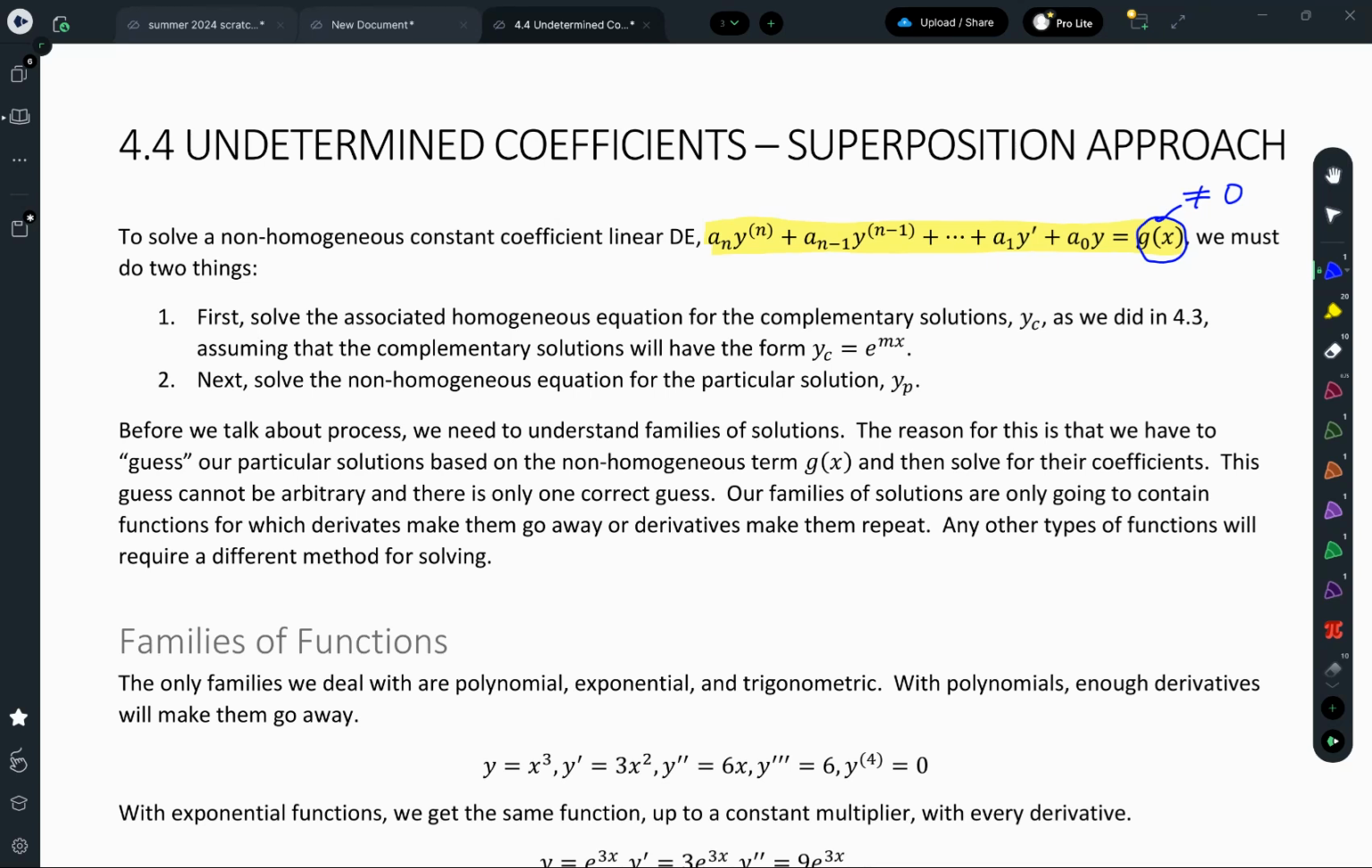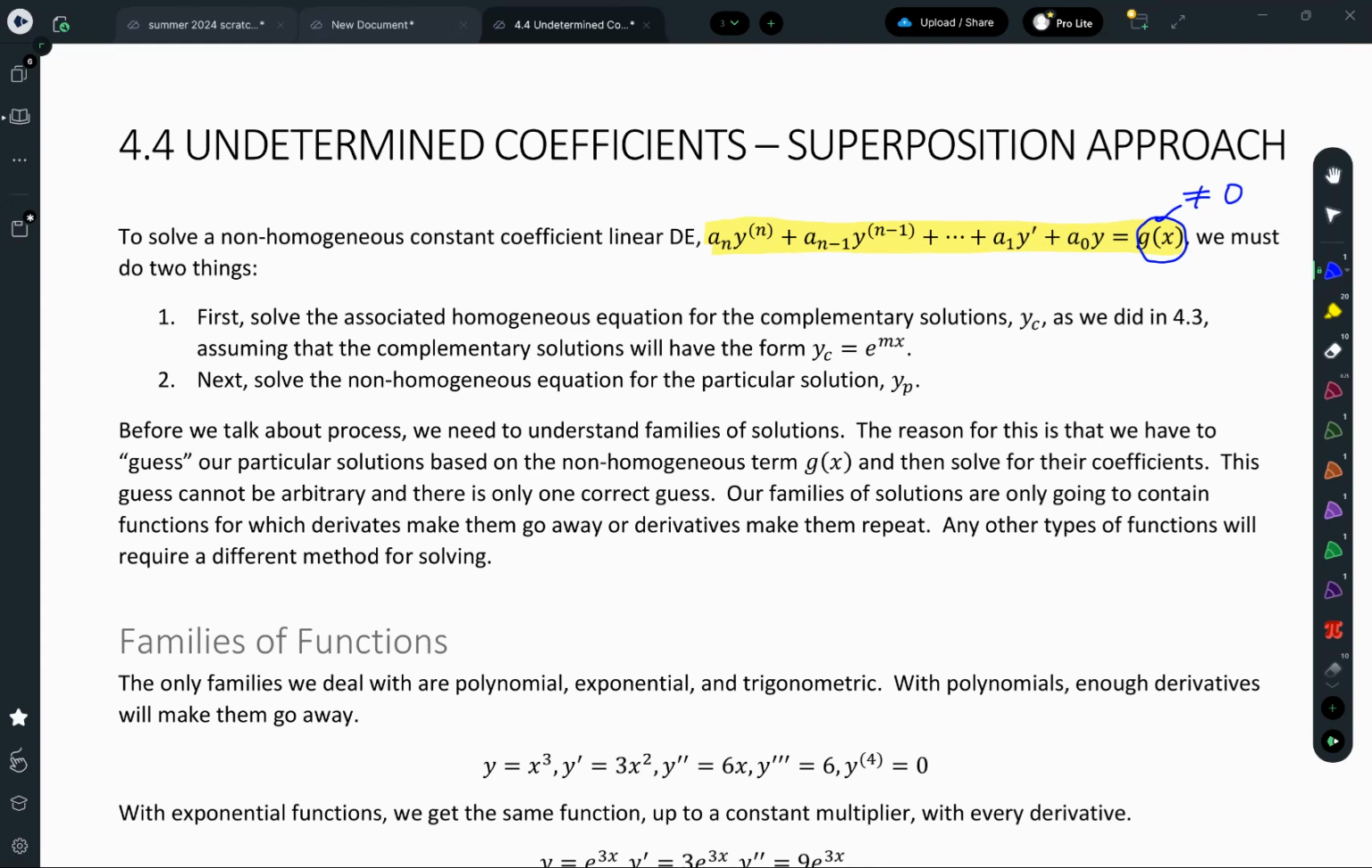So the process is that we have to do two things. We have to solve the equation twice. The first time, we solve the associated homogeneous equation for the complementary solutions, like we did in the previous section. For a moment, we assume g of x is equal to 0, and we find what possibilities there are for solutions when g of x is equal to 0. We put those together to form the complementary solution.